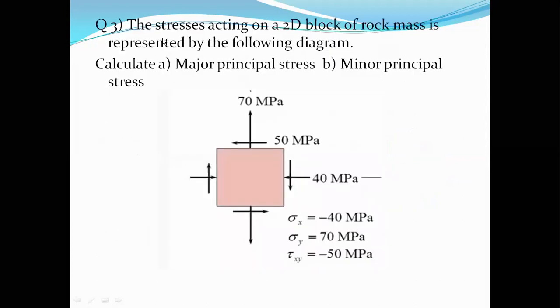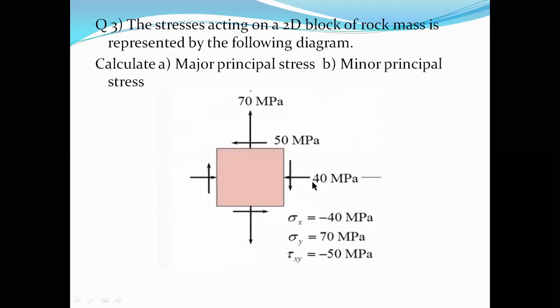Okay, this is the third problem. The stresses acting on a 2D block of rock mass are represented by the following diagram. The same as the top for this one. Calculate the major and minor principal stresses. That's what he was asking. So how to get it now?